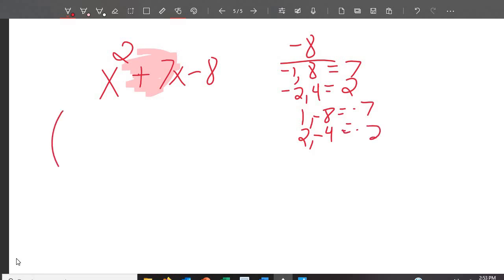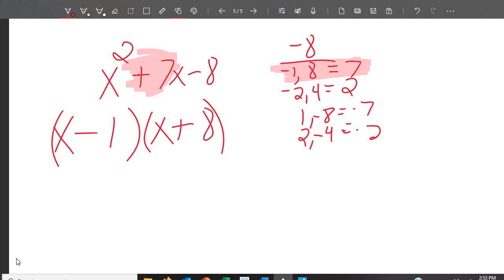Okay, well, we just found it. Right here gives me the positive 7. So in the parentheses, we're going to put an x minus 1 and an x plus 8. Now notice, the sign in the middle goes with the bigger number. If you can remember that little trick, you don't have to list all these factors. It may be a good idea to just list them all and try to see the pattern. When you get to intermediate, you can use some of these shortcuts.